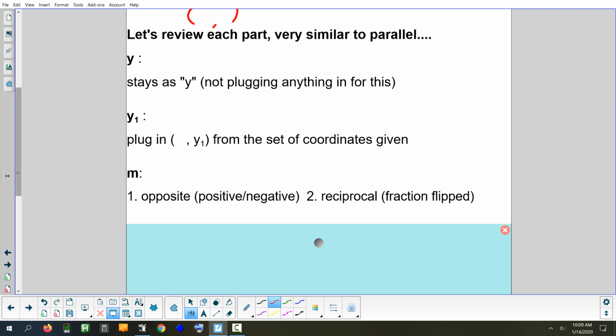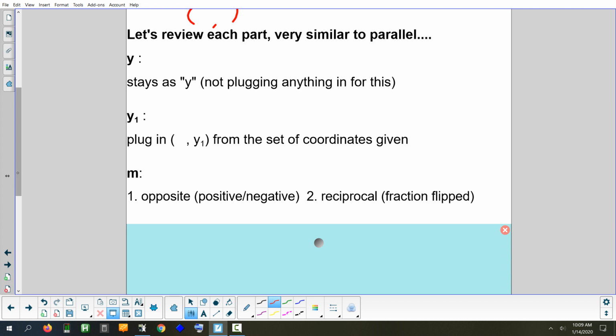Right, so you don't have a 1 and a 2. You could just write that all on the line for m. That should be your third line down. So first, make it opposite. And I wrote down again what opposite means if you're not sure. If it's positive, you make it negative. If it's negative, you make it positive. And then second is reciprocal.